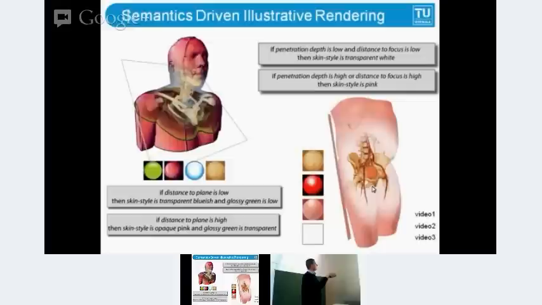Basically, something like you define these rules. Here, penetration depth concerns how long a ray is going through the data set. And distance to focus means you define somewhere a position that you would like to control your visual representation by, the distance to this focus, and then you have a visual style. Here you define a fuzzy set. Also your styles, your skin style, your contour style, are also defined by a fuzzy set, and this rule is then handled through fuzzy set theory.